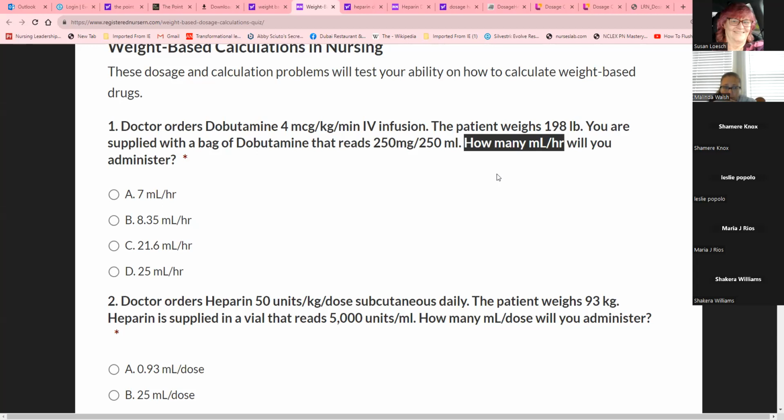So for this problem, you're going to need to take out a few things. The first thing is the weight, 198 pounds. The second thing is the actual order, which is 4 micrograms per kilogram per minute. And the third thing you will need here is what you have on hand. So we have that information written down, and we're going to go to the whiteboard now.